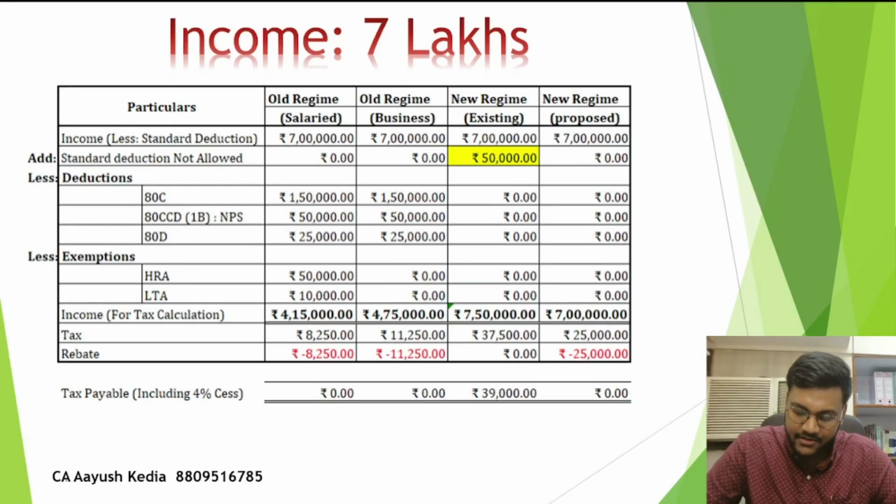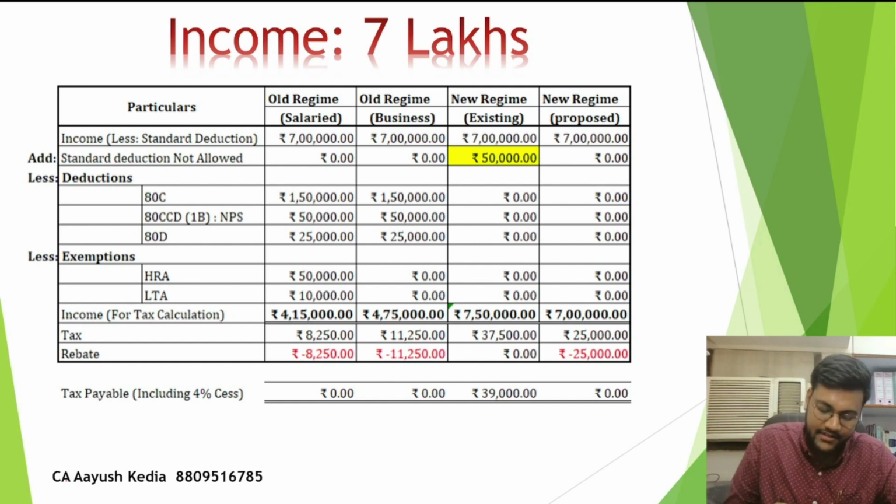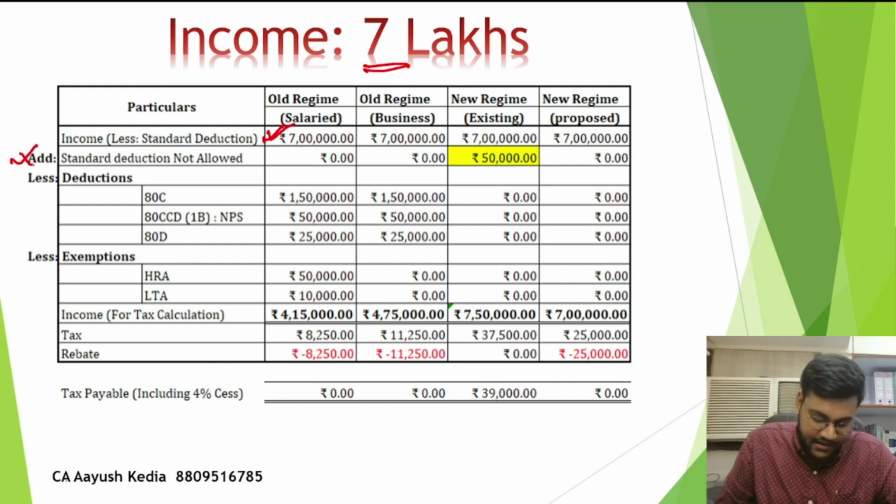In all the different examples that I'm going to consider today, I'll be taking four different scenarios. The calculation under the old scheme for salary, old scheme for business, and the new scheme both existing and proposed. So let's start with the 7 lakh income group. The income less standard deduction of 50,000 is 7 lakh rupees, which is being considered here in the example. We'll add back the standard deduction in the new regime which existed, because the 50,000 standard deduction was not allowed earlier. In the proposed scheme, the same has been allowed and therefore the effect has not been taken here.